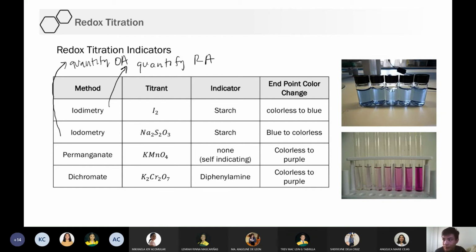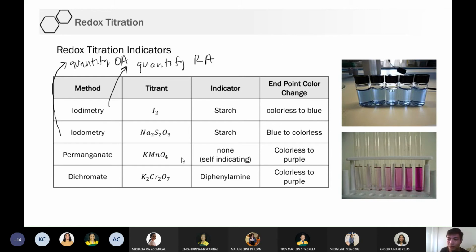Okay? So for both of them, we use the starch indicator. Okay? So starch indicator ginagamit. The transition is blue to colorless or colorless to blue. Okay? So ito medyo ibang kulay siya, no? Kasi pag phenolphthalein, kulay pink, 'di ba? 'Yun yung endpoint natin. Dito naman kulay blue, no? So colorful na.